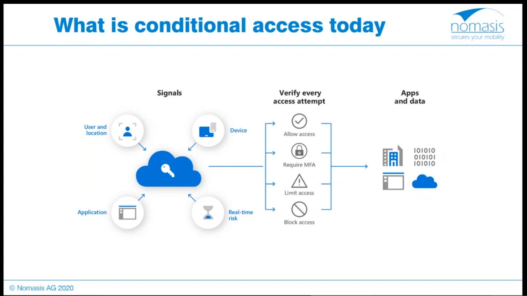And when you have all those signals together, you will check every access and select if you want to allow, if you want to block, or if you want to allow but require multi-factor authentication, or if you want to limit access with only a few restrictions. So there is a lot of granularity that you can have here. And finally, at the end, you have access to the apps and the data at the end of the rope.